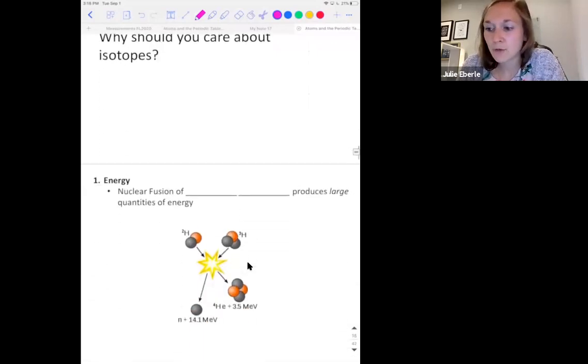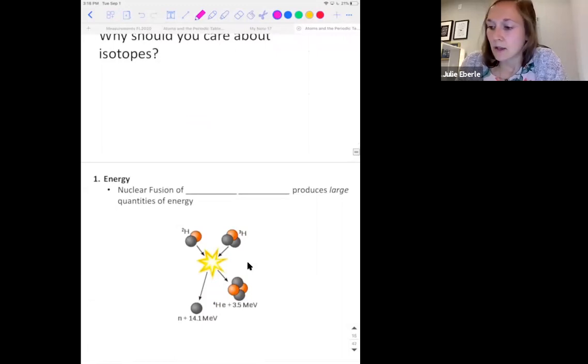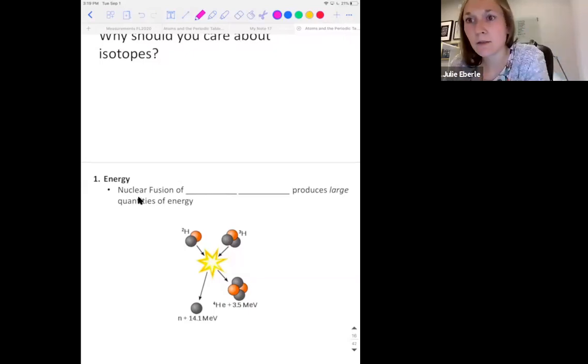Well, the first thing that they're used for is energy, okay? So you guys, if anybody lives in Northwest Arkansas, then you probably drive past Russellville all the time and you see the big nuclear reactor that's off to the side of the interstate, the big kind of smokestack. It's a nuclear reactor, and here's what's happening. Nuclear fusion of hydrogen isotopes produces large quantities of energy.